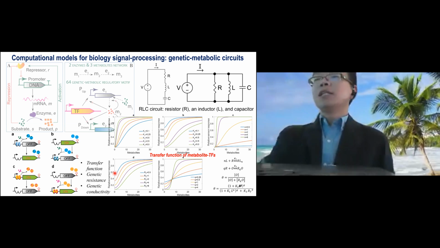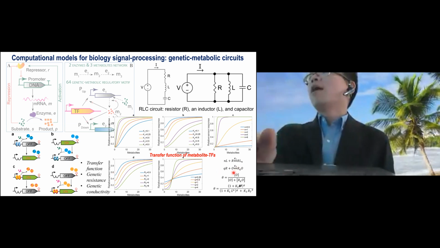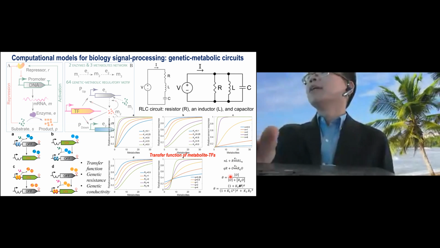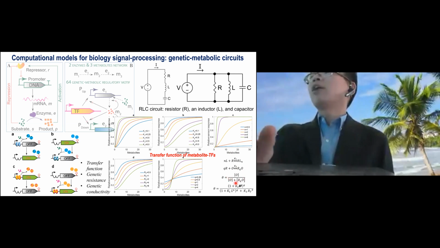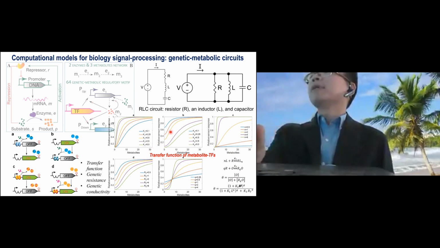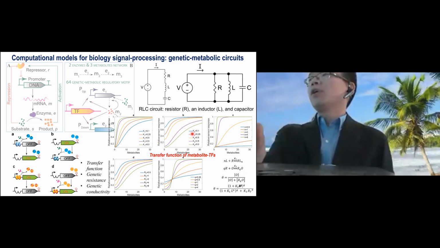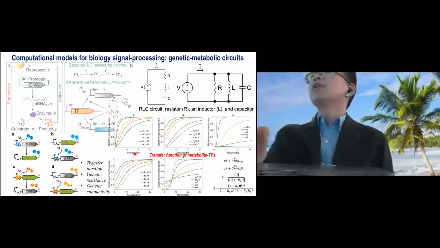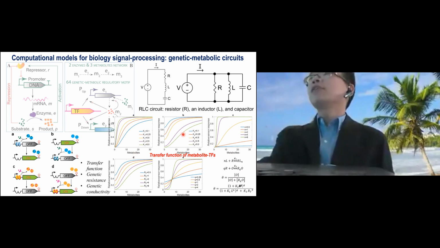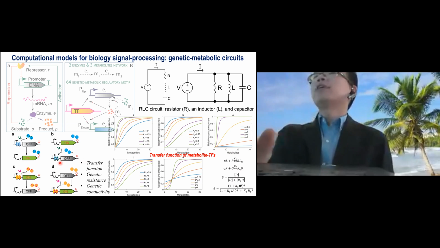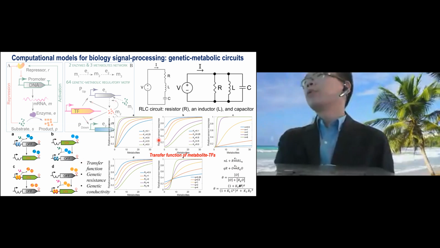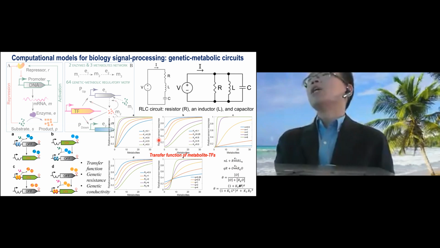For example, here we use just simple binding kinetics. With the fraction of occupied binding sites, we can model the transfer function, the input-output dose response curve. So this is just for a single scenario. For 64 scenarios, this is just a very simple regulation. If we incorporate the metabolic regulation, it could become very complicated.